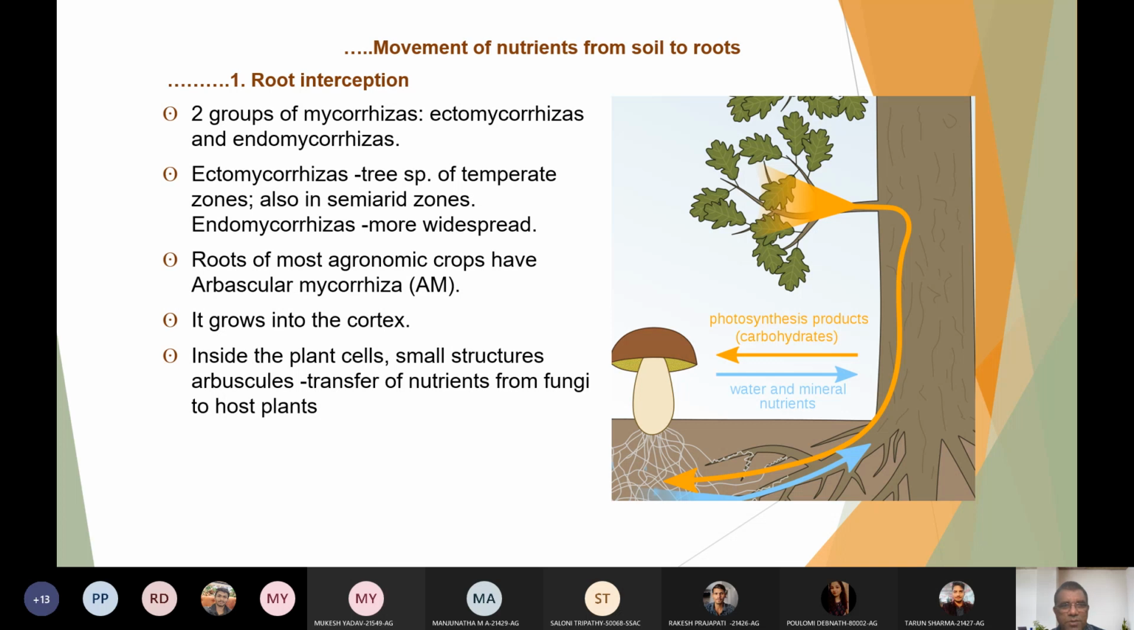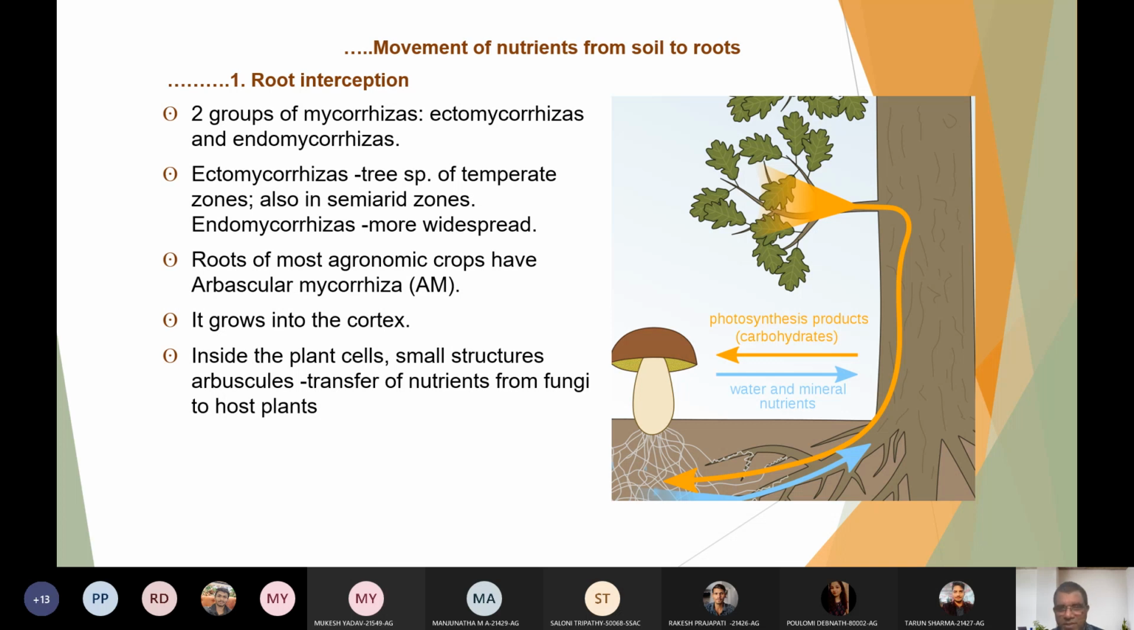Ectomycorrhiza are quite common with tree species, large tree species in temperate climates. And also in semi-arid zones they are there, but they are not so common. And the other is endomycorrhiza, which is very, very common. And they are found in almost all the crops, cultivated plants. So roots of most agronomic crops have arbuscular mycorrhiza, AM fungi. And the term vesicular arbuscular mycorrhiza, VAM, is no more in existence. This has been deleted from the science. So instead of VAM, now people call it AM fungi.